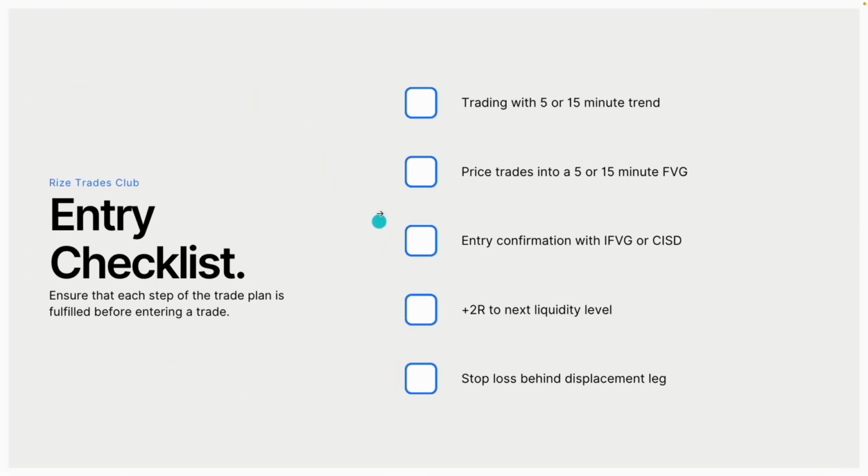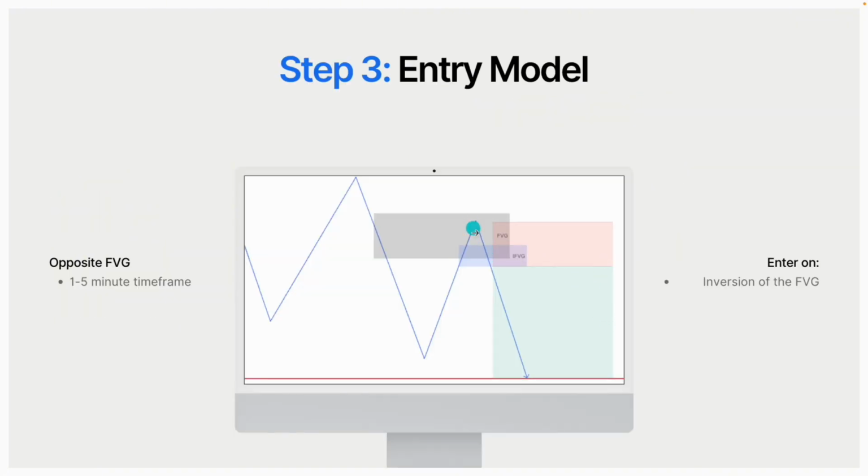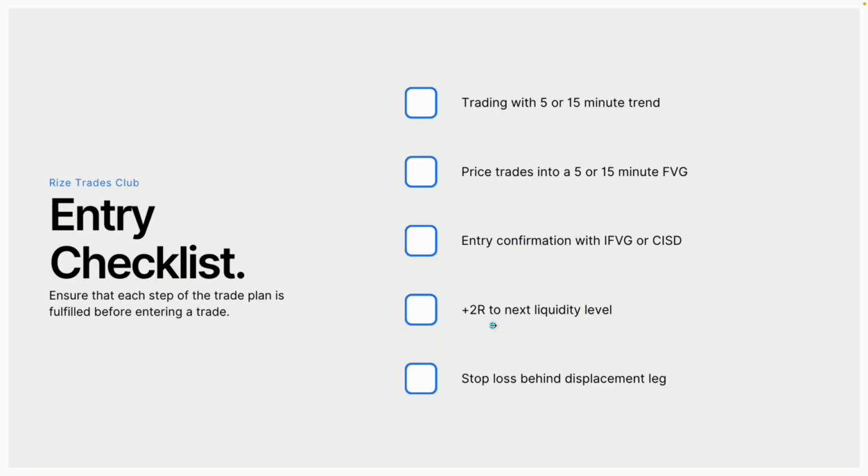Okay, so onto the entry checklist. We're going to be trading with the 5 or 15-minute trend. We're going to wait for price to trade into a 5 or 15-minute fair value gap. We're going to enter on confirmation with an inversion fair value gap, so that makes sure that we're trading with momentum when we get a close through that bullish gap. And then we're going to target 2R or the next liquidity level.